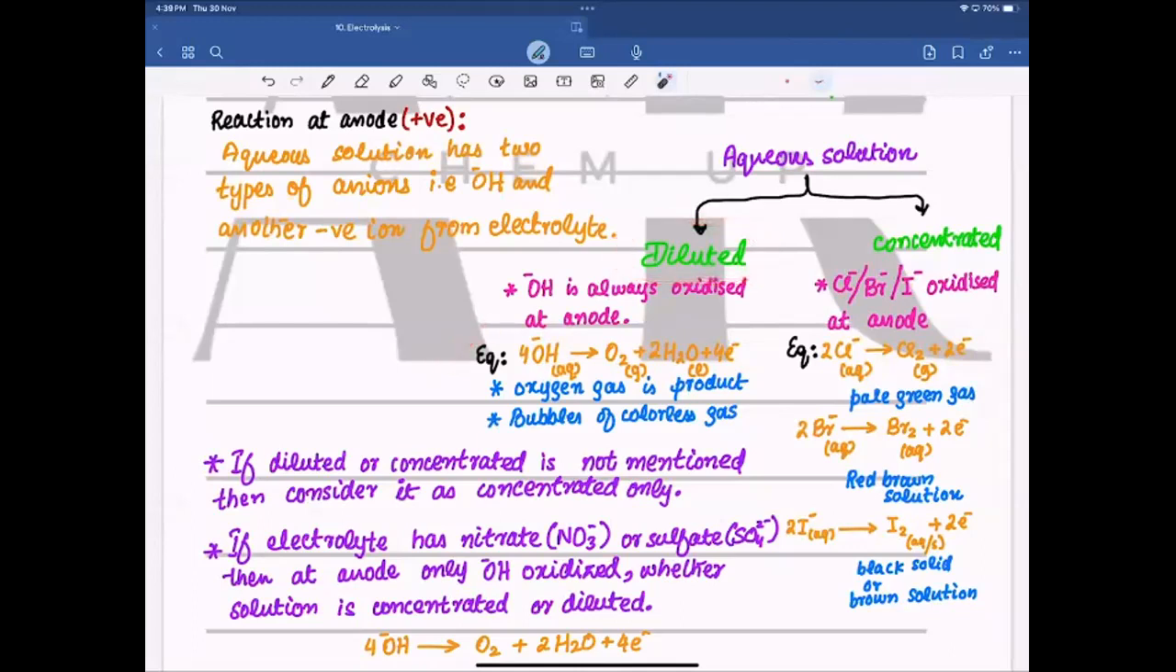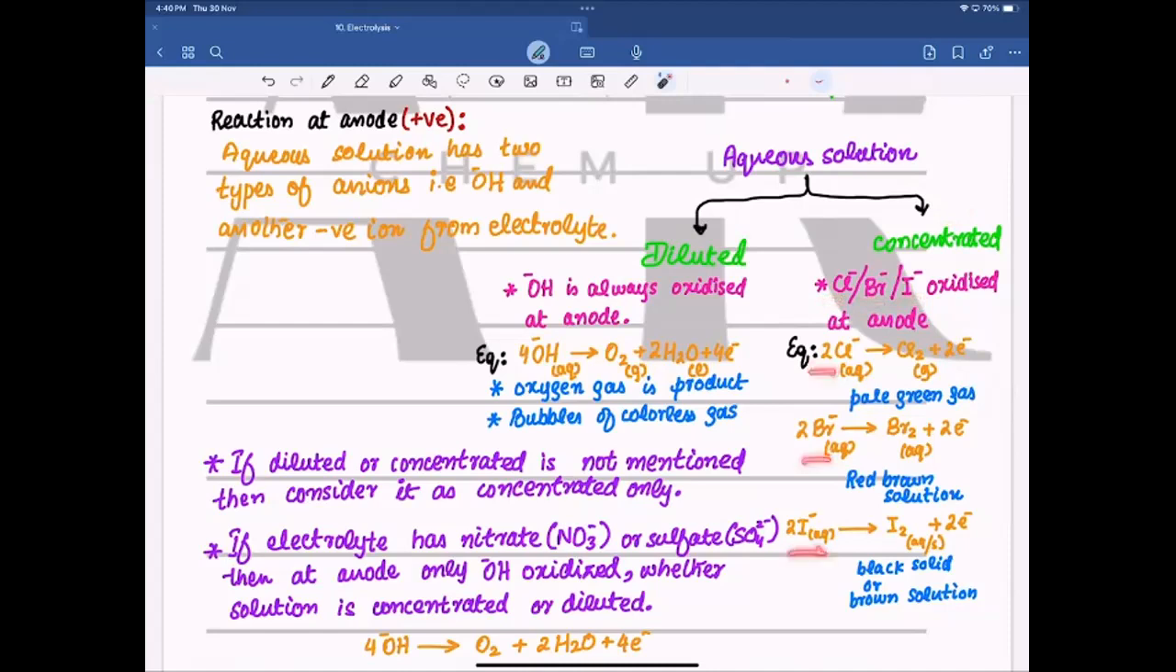Okay. Now, if the solution is concentrated, meaning it has a larger amount of solute, and the electrolyte contains chloride, bromide, or iodide, then these ions are going to oxidize at the anode instead of the hydroxide ion. It happens when the solution is concentrated. You know all these equations; we did them in the last class.